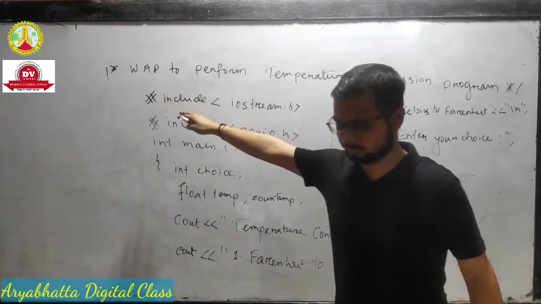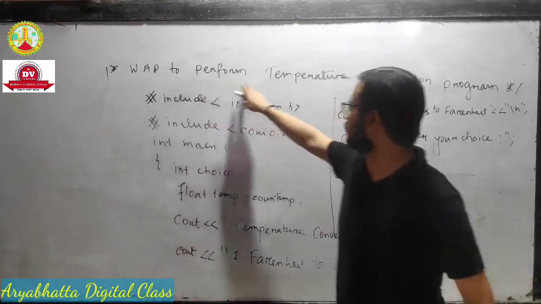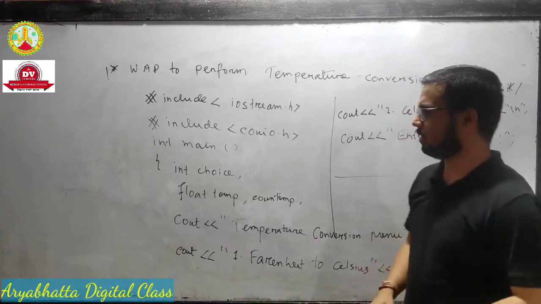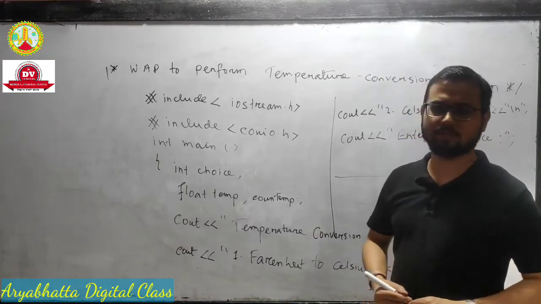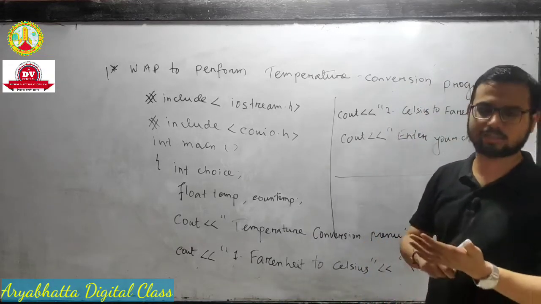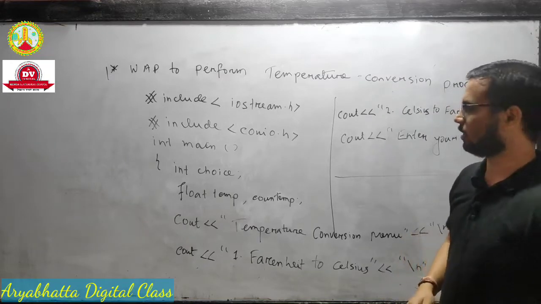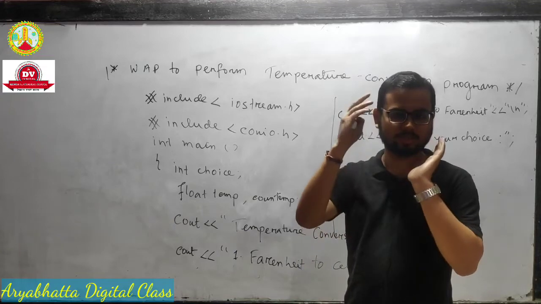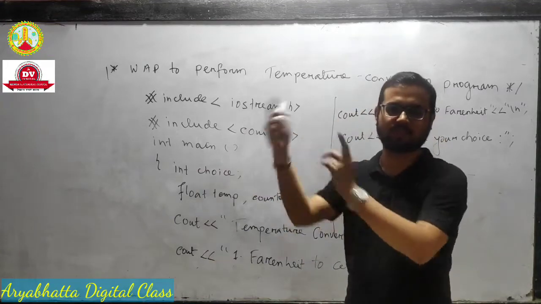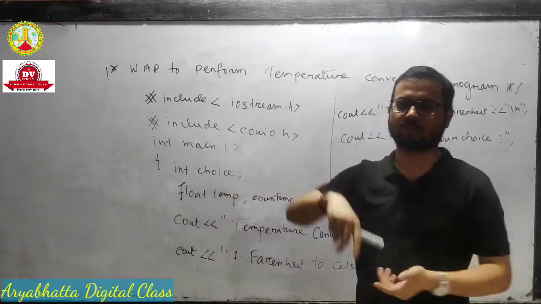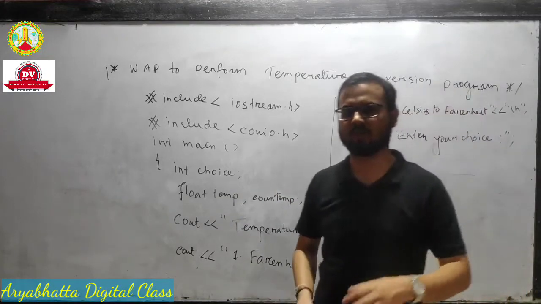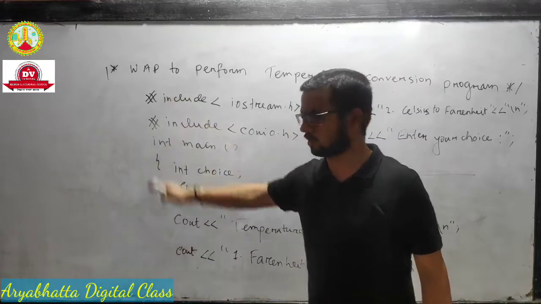First of all, this program: write a program to perform temperature conversion. Temperature conversion means the basic units of temperature are Fahrenheit and Celsius, which we already know. This program will provide the unit conversion from Fahrenheit to Celsius and vice versa, Celsius to Fahrenheit. How it converts mathematically, we already know the formula. This is done by this code.